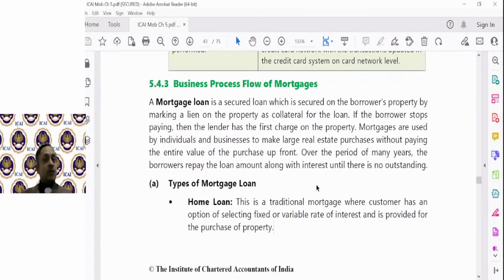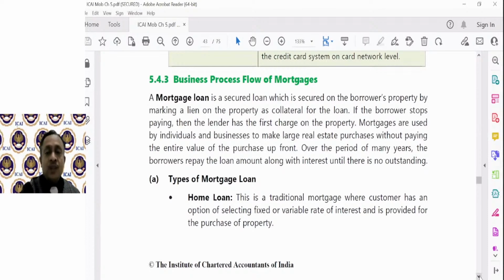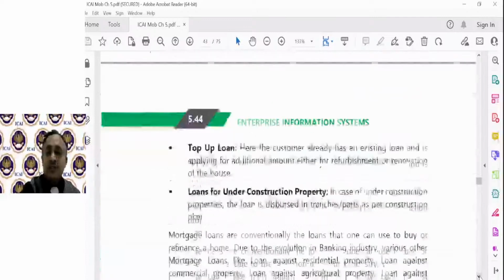Last part of today's lecture will be talking about compliances, regulatory compliances. So we'll link these together for understanding purpose and bring that within the core banking system, how it is going to be incorporated in the core banking system. So home loan is a type of first mortgage loan.